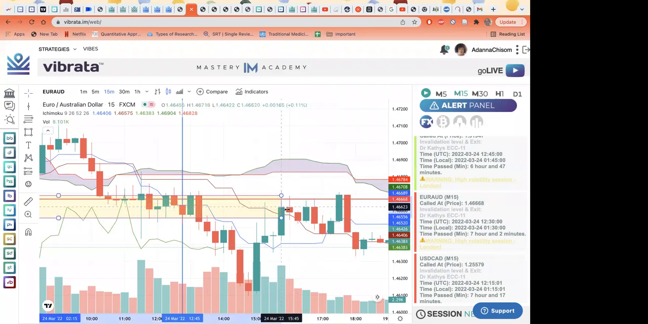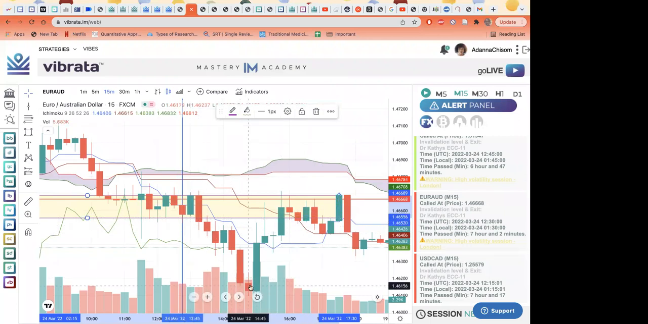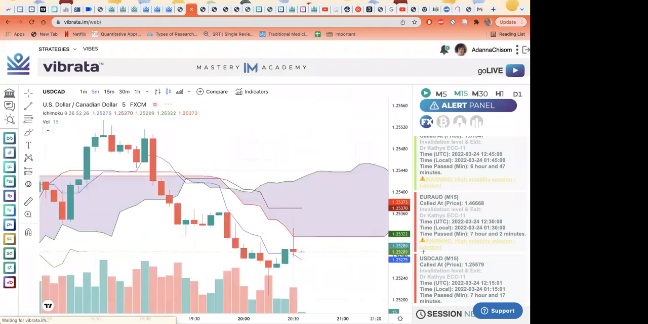You can do that, and then once you're able to take your profit, you're out of the market. That's it. You're done with this setup. Move into the next one. USD CAD, do the same thing, and then this is how you literally are able to make profit.